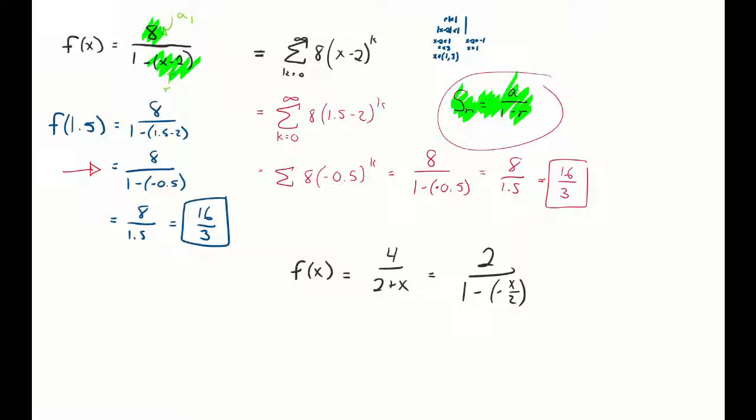That's what you'll practice. You'll be doing how do I get a function in this form? Once you get it like this, you do see you have your a and your r. Hey, it's a geometric power series. So I can say that this is equal to the summation from k equals 0 to infinity of 2 times negative x divided by 2 to the k power. So you can write it as this geometric power series.